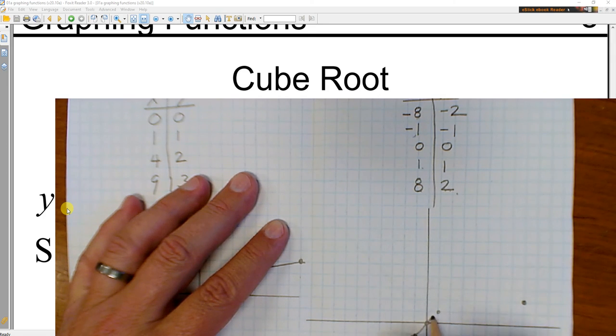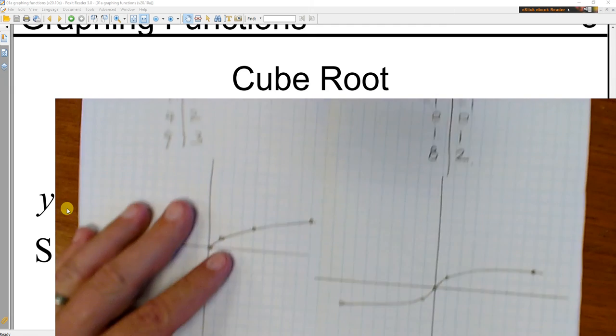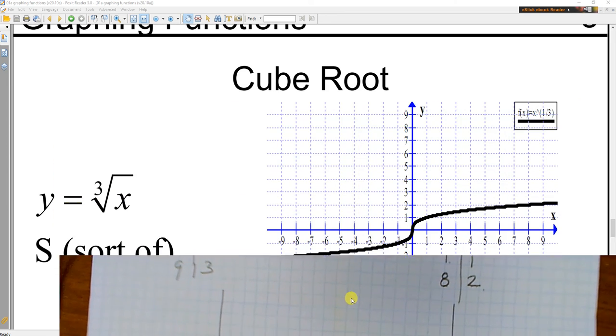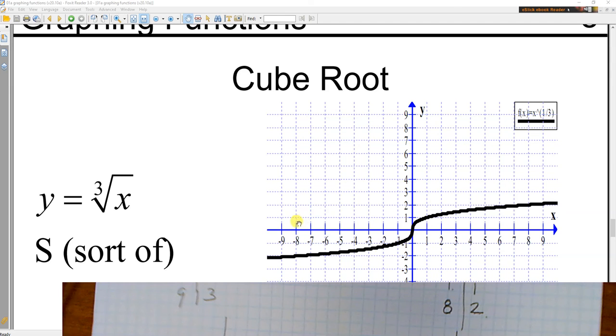It's not going to be perfect. It's kind of an S. Yeah, that's why I call it kind of an S. What does it look like here? There it is. Notice we have -8, -2, -1, -1, 0, 0, 1, 1, and 8, 2.